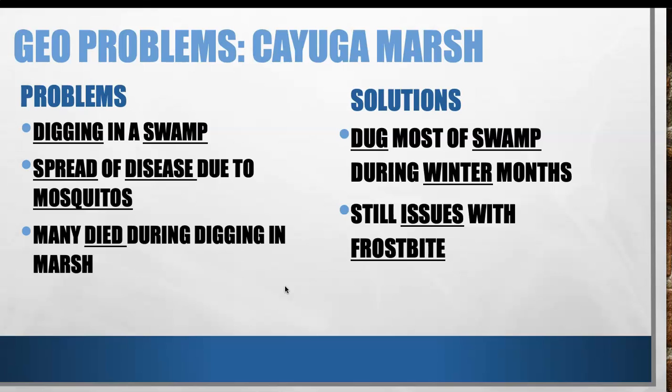So due to this geographic issue, what did they do? How did they solve it? Well, kind of ironically, they dug most of the swamp during the winter months. Yes, the ground was at times frozen, but that was easier to deal with than the swampy water, the mosquitoes, and all that stuff. You still had issues of frostbite. You still were seeing hundreds of workers die during this process, but it was less than what was happening during the summer months, and it was actually a little bit quicker, and it was the solution that they could use at the time for the Cayuga Marsh.